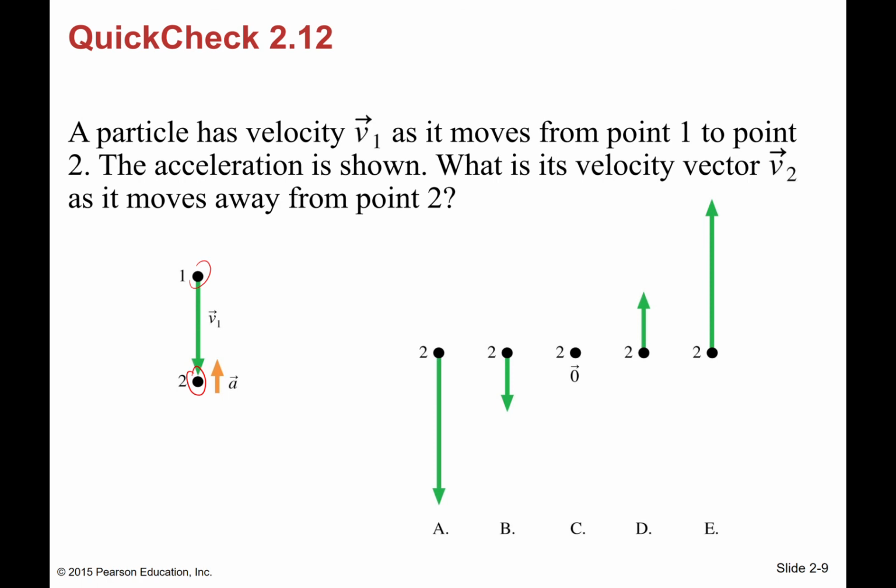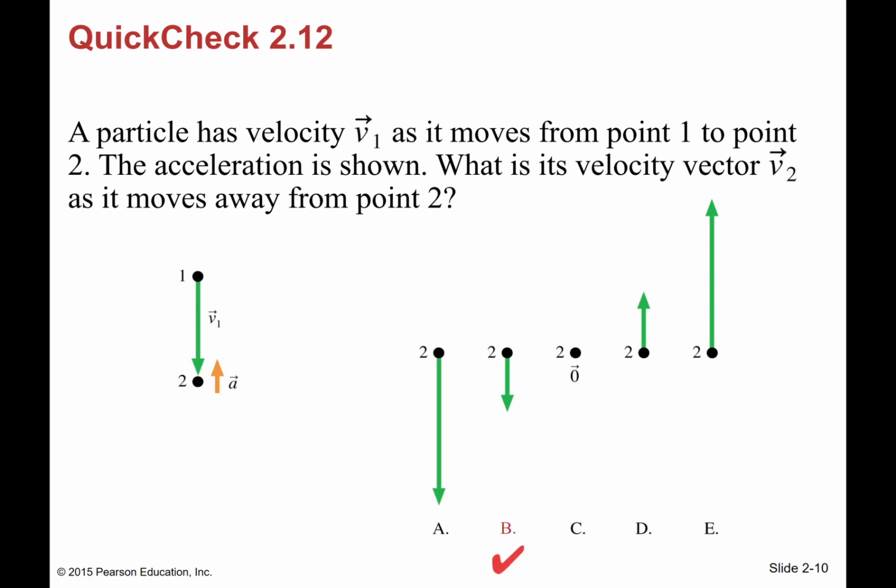What is the velocity vector v2 as it moves away from point 2? So what would be the next green vector that you have to draw there? Which one of these? So take a minute to answer the question.